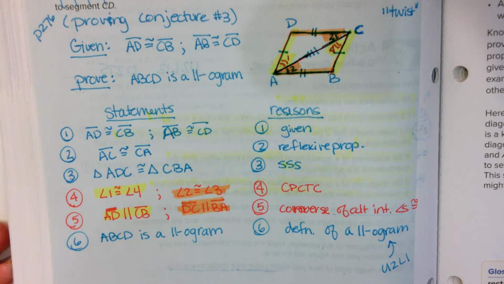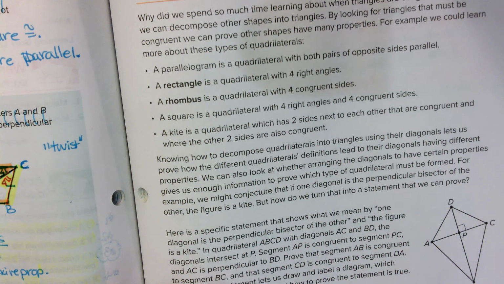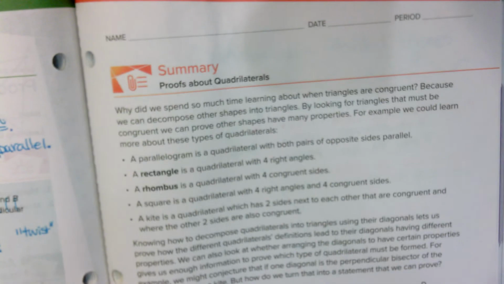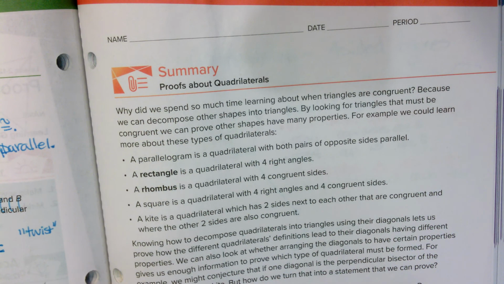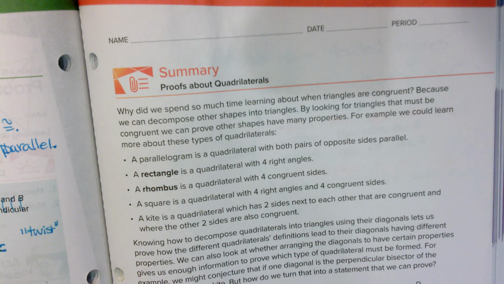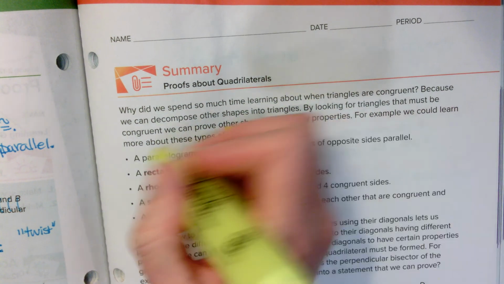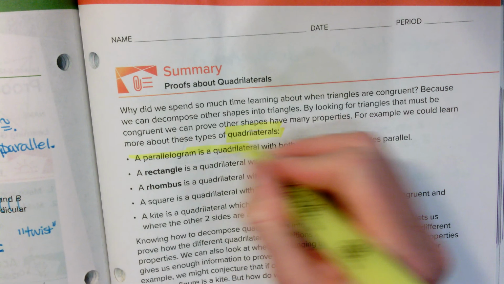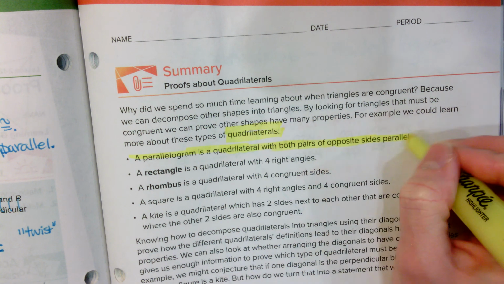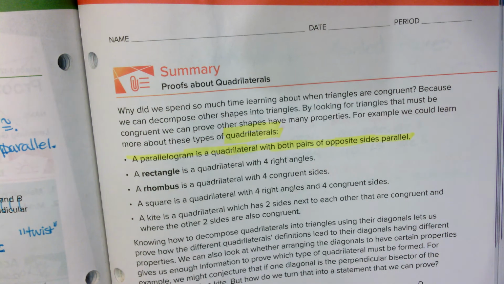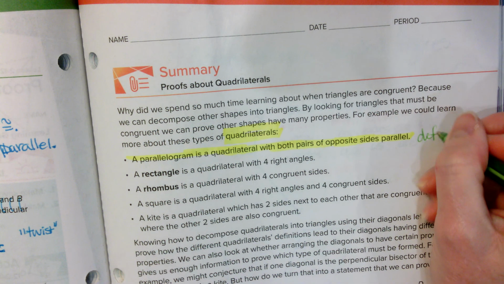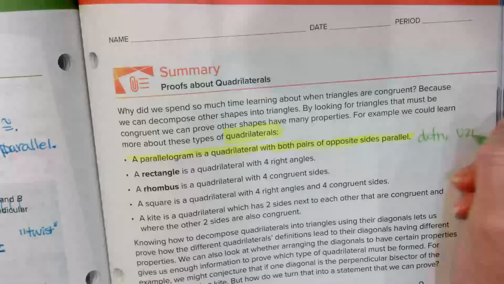I want to mention just a few other pieces of information. So I'm not sure if I highlighted this in Zoom with you or not. This is some more information about quadrilaterals that you should know. One of them is that a parallelogram is a quadrilateral with both pairs of opposite sides parallel. That's the definition of a parallelogram. We learned that in Unit 2, Lesson 1.